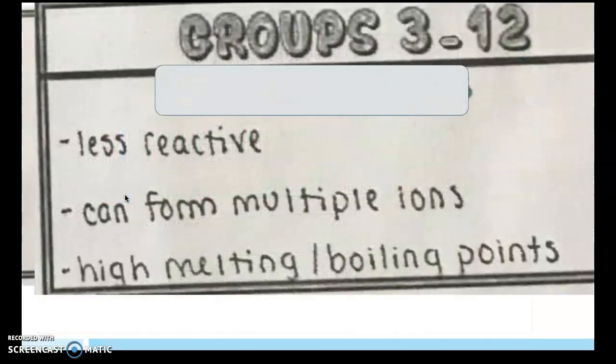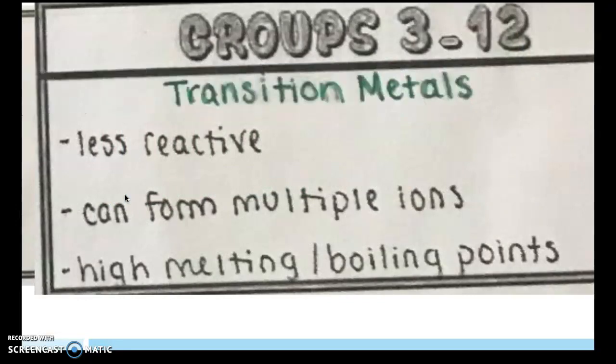Our next groups in our periodic table are 3 through 12. We know those as the transition metals. They are less reactive. That's why you can hold a copper penny and it doesn't explode in your hand. Or we can use the copper metals for wiring. They're usually pretty good conductors of electricity.